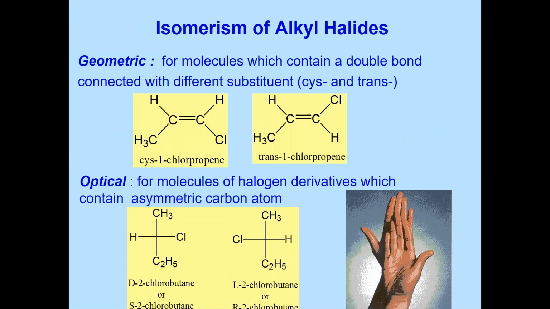Geometric, for molecules which contain a double bond connected with different substituents. Optical, for molecules of halogen derivatives which contain an asymmetric carbon atom. A rule of right and left hands.